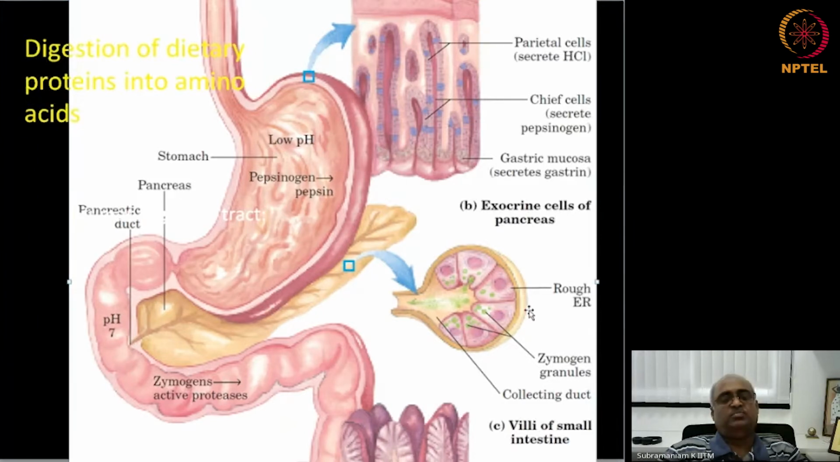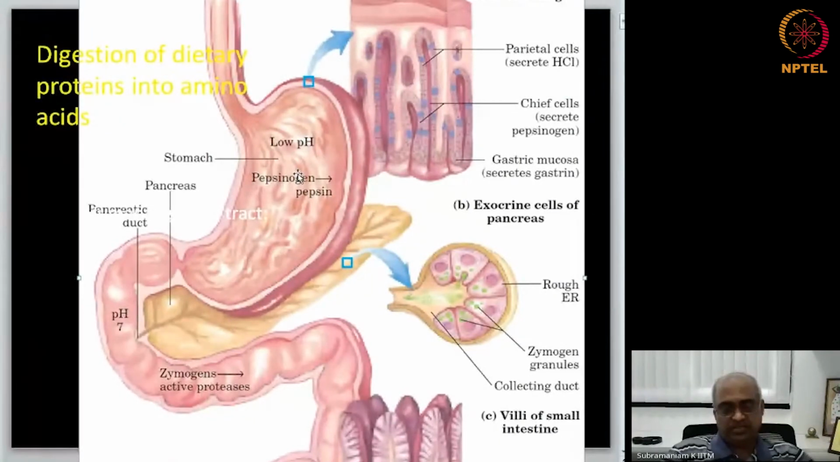These proteases, meaning protein digesting or protein hydrolyzing or peptide bond cleaving enzymes. So these enzymes are produced like pepsinogen in an inactive version. These inactive versions of proteins, where the inactivity is due to the presence of a few more amino acids, are called zymogen.